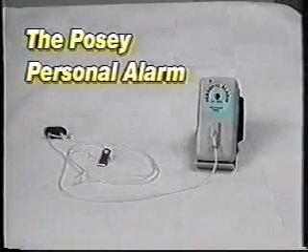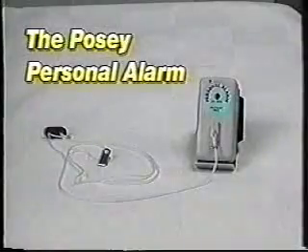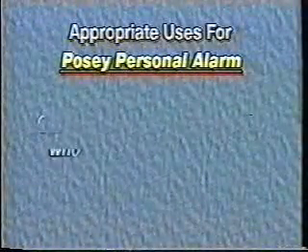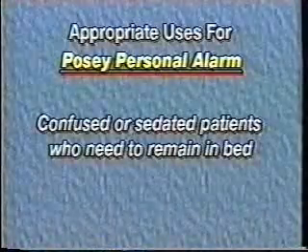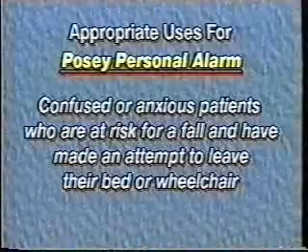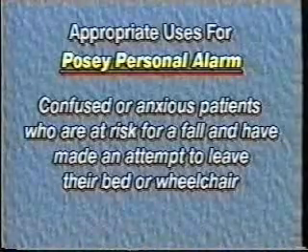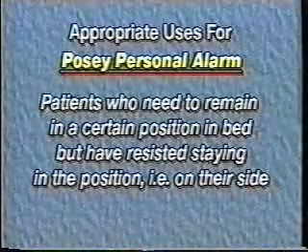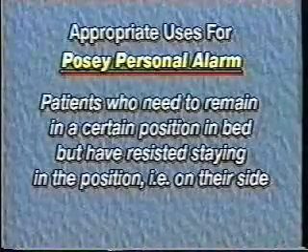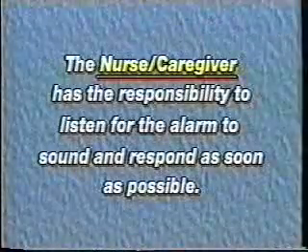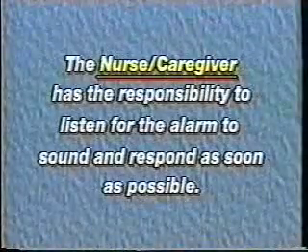The Posey Personal Alarm is an aid to alert the caregiver when a patient is moving more than has been determined to be safe. Situations where the Posey Personal Alarm would be appropriate are confused or sedated patients who need to remain in bed, confused or anxious patients who are at risk for falls and have made an attempt to leave their bed or wheelchair, patients who need to remain in a certain position in bed but have resisted staying in that position, such as on their side. The caregiver must listen for the alarm and respond as soon as possible to see what has caused the alarm to sound.